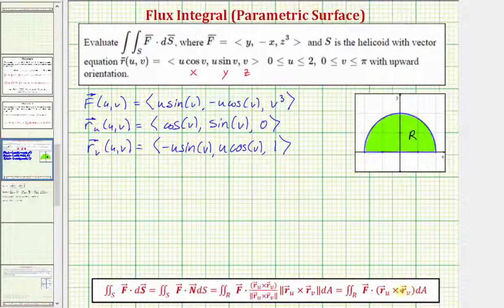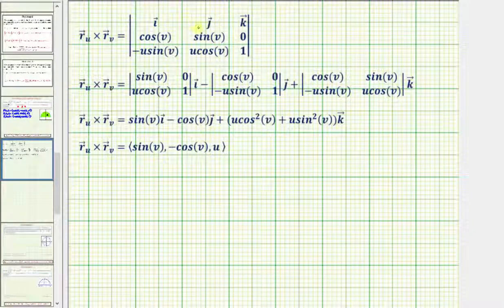Now let's go ahead and find the cross product, and we'll set this up as a 3 by 3 determinant. To determine the cross product, the first row are the unit vectors i, j, and k. The second row are the components of the partial with respect to u. The third row are the components of the partial of r with respect to v.